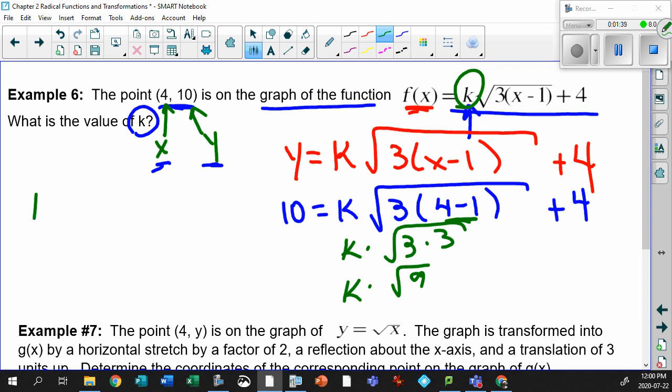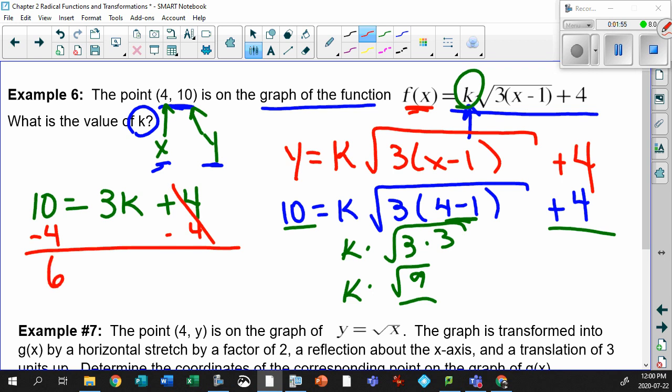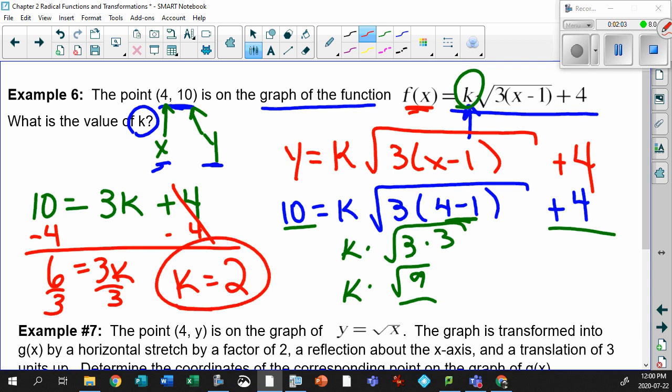So you have 10 equals 2 times 3k, right, plus the 4. Oh well, that's just a simple algebra thing to do now. Minus 4 from both sides. That's gone, leaving you 6 equals 3k. Divide by 3, divide by 3, k equals 2. Oh, yay. So this formula then becomes f of x equals 2 square root of 3x minus 1 plus 4.